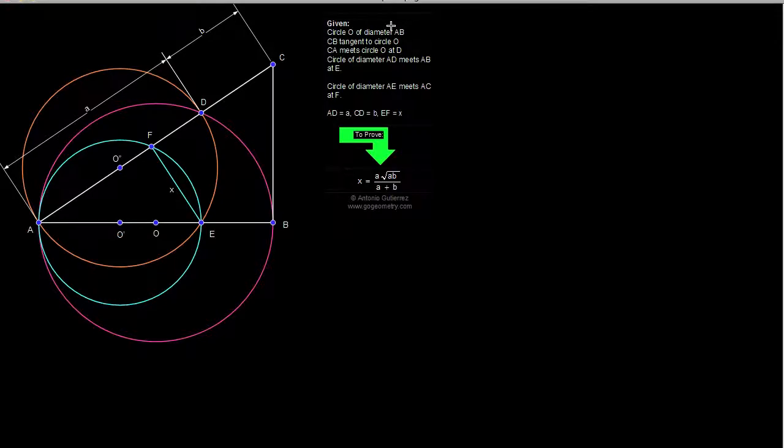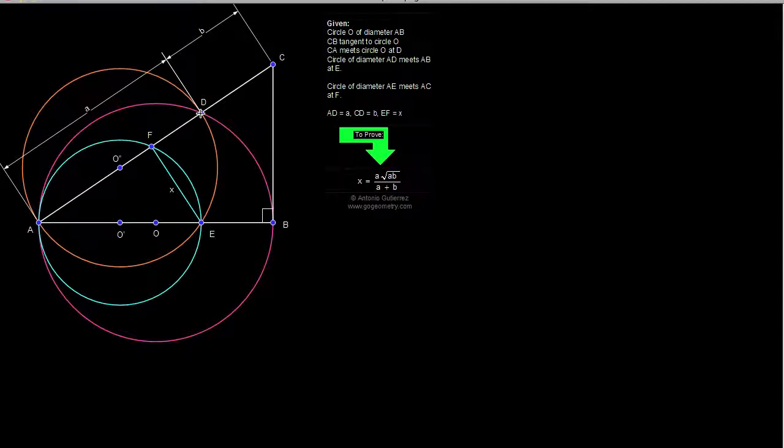First of all, we're given three circles here. We're given a circle O, which is the circle centered right here, has diameter AB, and we're given that CB is tangent to the circle O. So what that means is that we can count on this angle right here being a right angle. So this is a right angle right here, this line. We're given that CA meets circle O at D. This is CA, and it meets this circle O at D.